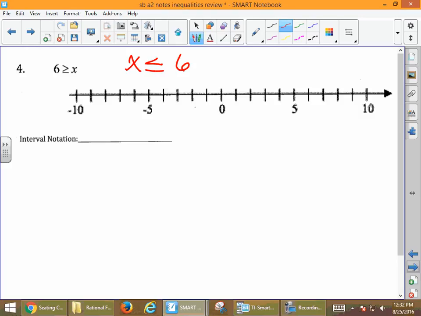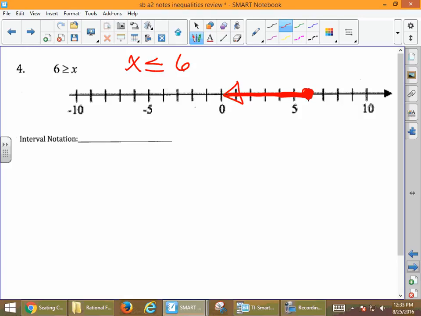Are we going to have an open circle or a closed circle on 6? Closed circle. Are we going to draw our line to the right or to the left? Because we're going left there. Then make your graph dark enough so the teacher can read it.